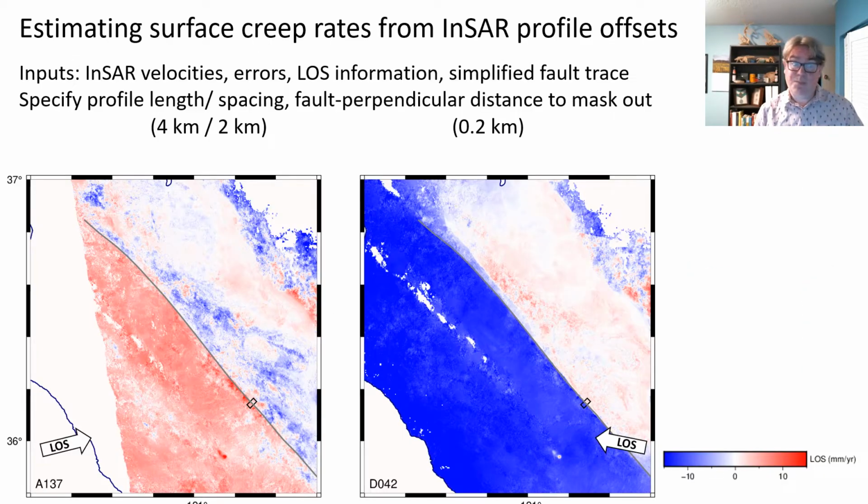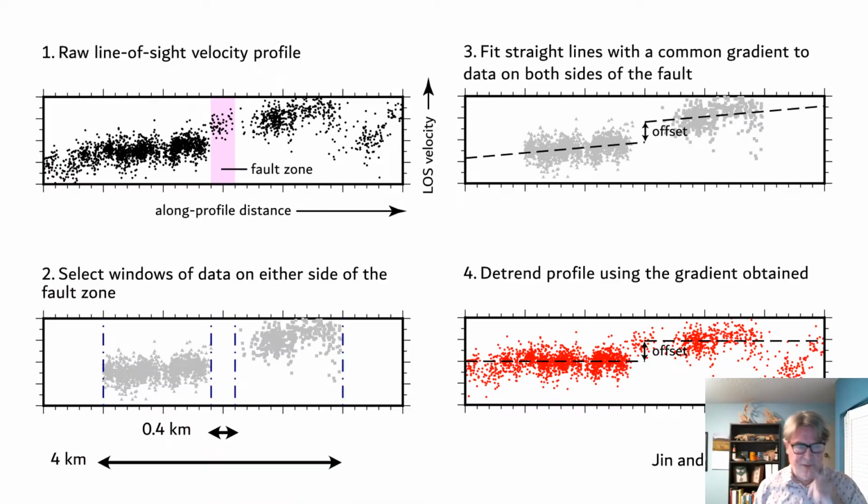So in detail, we take profiles, and this is an example of a profile box. It extends 2 kilometers either side of the simplified fault trace I'm showing here, and is 2 kilometers long along strike. We collapse data onto a profile line, we fit lines to that data, and then we can invert it, the ascending and descending, the 2 different viewing geometries here, to give us an estimate of creep rate and relative vertical offset rate across the fault. This is the methodology we use.